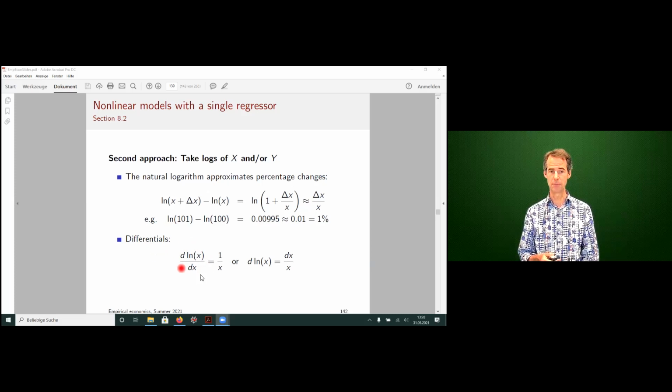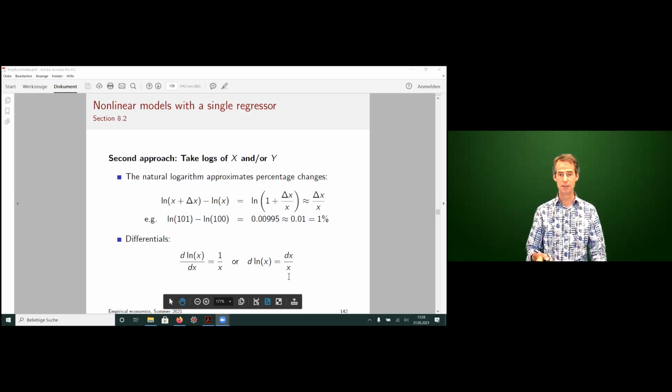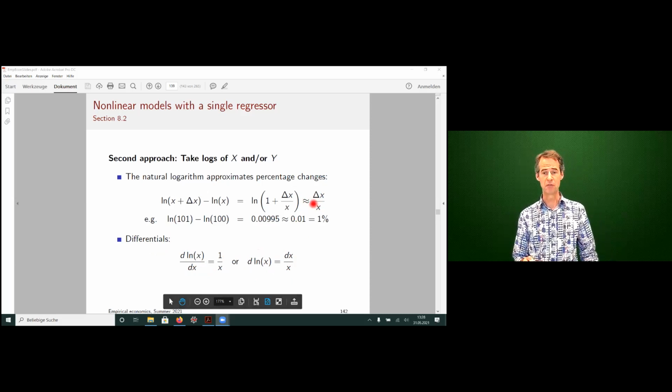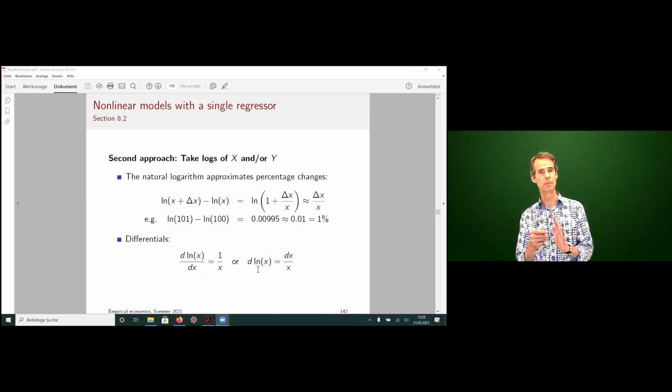So you remember that if you take the derivative of the natural log, what you get is just 1 over x. And we can, in a way, rewrite that by moving the dx to the top of the right-hand side. And then what we get is the change in the log is dx over x. So this relationship is only approximate for finite changes. But if we go to infinitesimal small changes, it's an exact relationship.